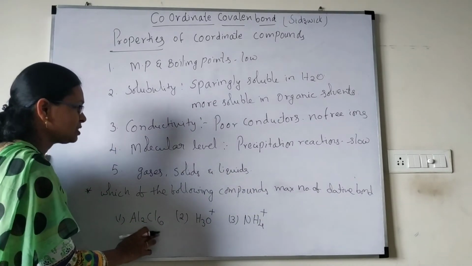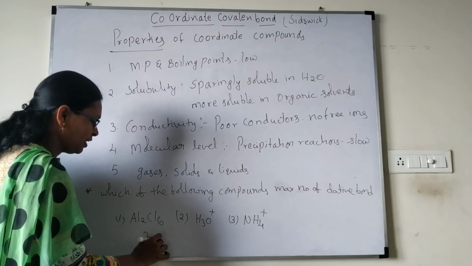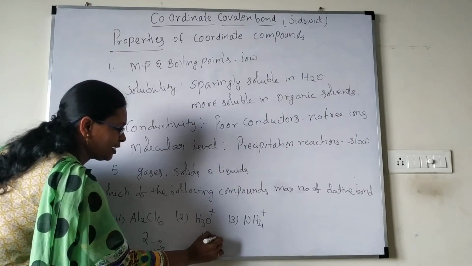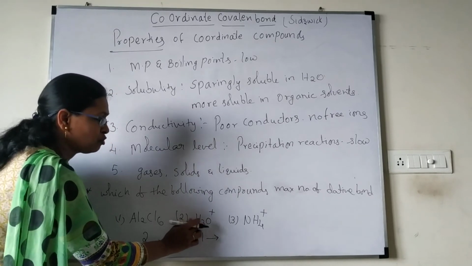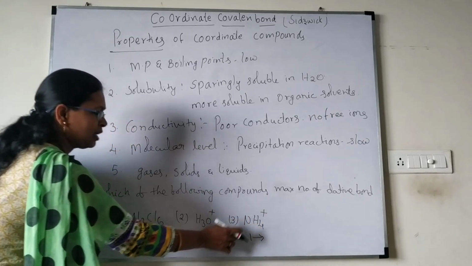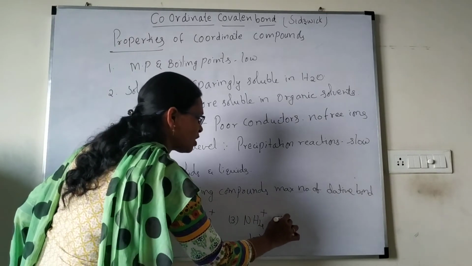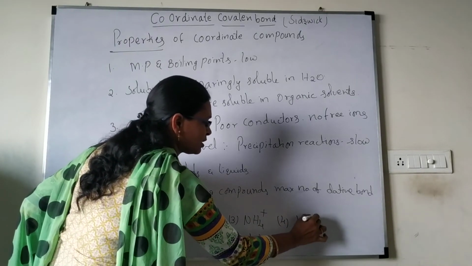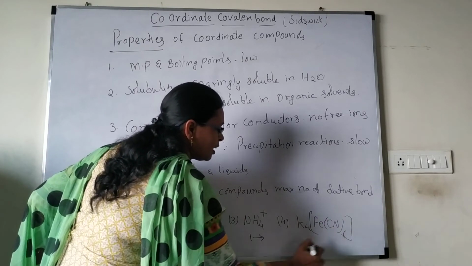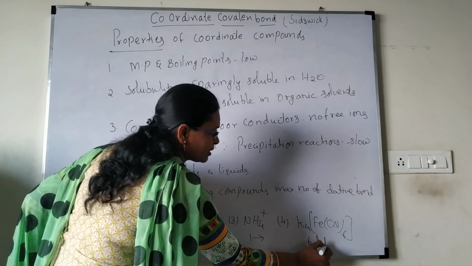So how many bonds are they giving? In Al2Cl6, as I showed you, two dative bonds will form, between the Al and the Cl. In H3O+, only one dative bond, for the formation from H2O and the H+ ion. Here also the same thing, one. Like this, they may give unknown compounds also, like complex compounds such as K4[Fe(CN)6], a ligand compound, where 6 dative bonds will be there.